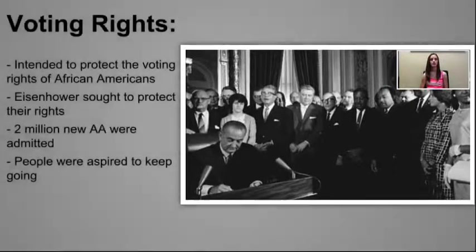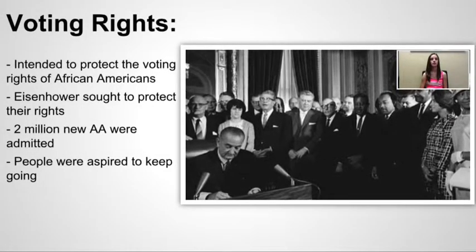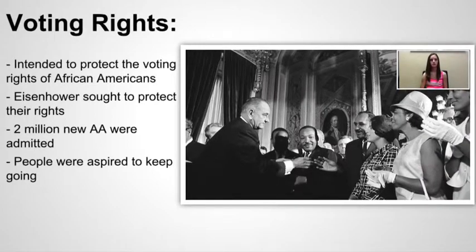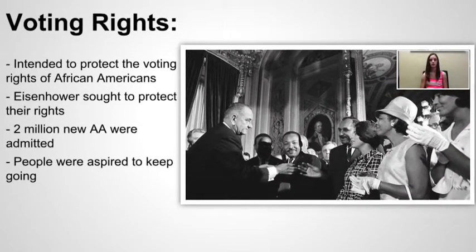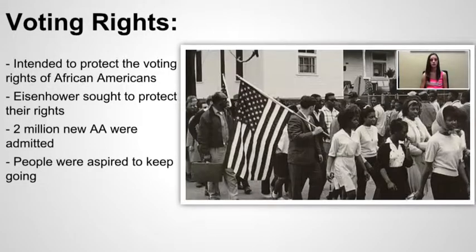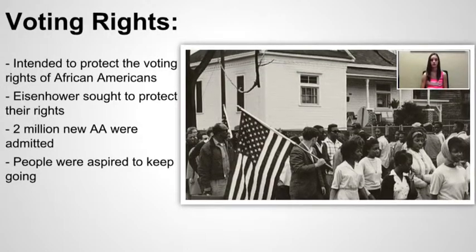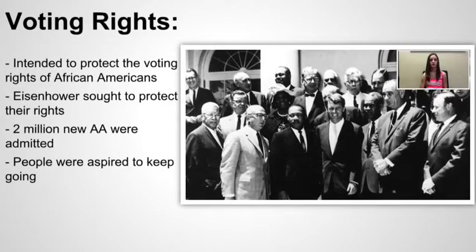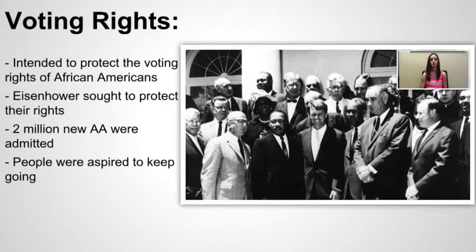The Voting Rights Act of 1965 was a turning point in the Civil Rights Movement. Finally, there's voting rights. The Civil Rights Act of 1957 was intended to protect the right of African Americans to vote. Eisenhower believed firmly in the right to vote, and he viewed it as his responsibility to protect voting rights. After this, the SCLC announced a campaign to register 2 million new African American voters.